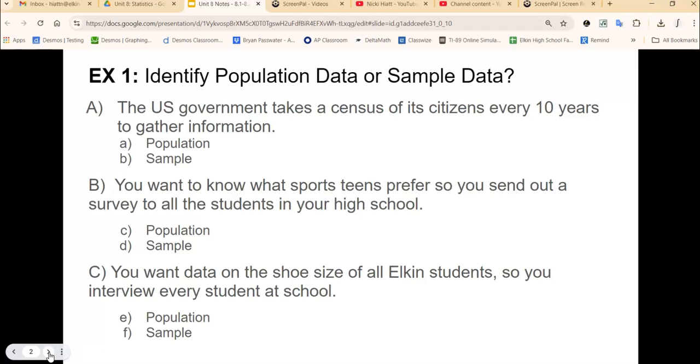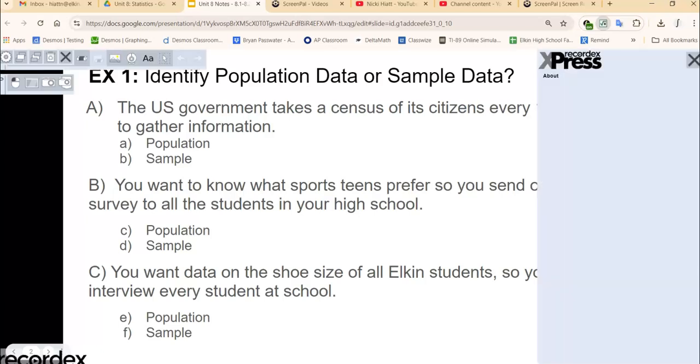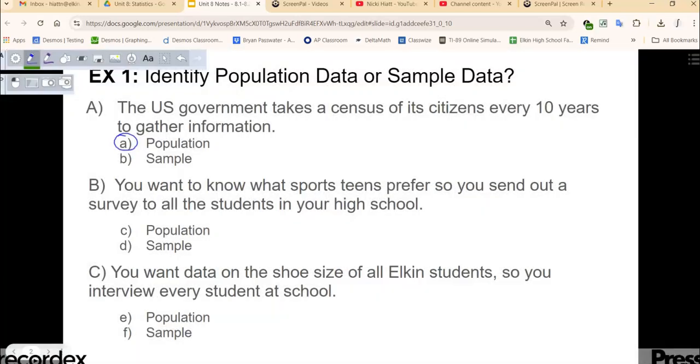This just asks us to identify whether we're talking about a population or sample data. So for A right here, the U.S. government takes a census of its citizens every 10 years to gather information. For this one, if the census works as it is supposed to, that should be population data, because the census is supposed to count every single person. Now, in reality, do they get every single person? Maybe not, but it's definitely trying to be a population data for that.